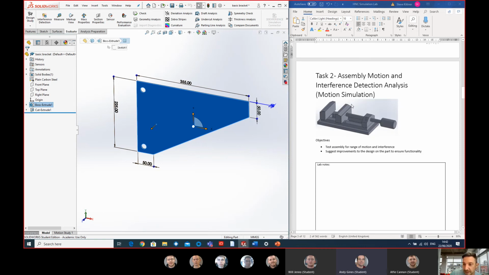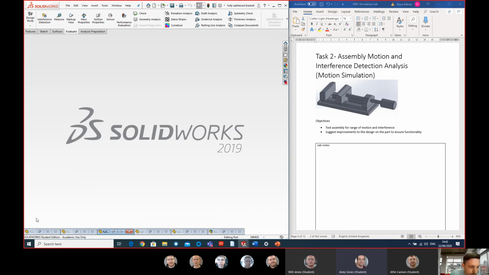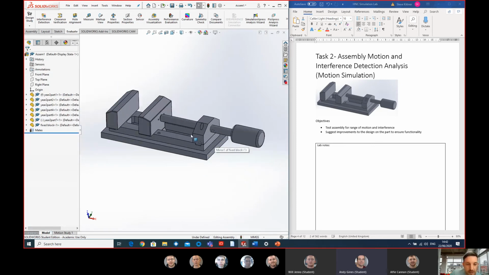Anyway, everyone happy with that one? This bit of statics. Yeah. And what benefits it could bring. Yeah. Let's jump down.